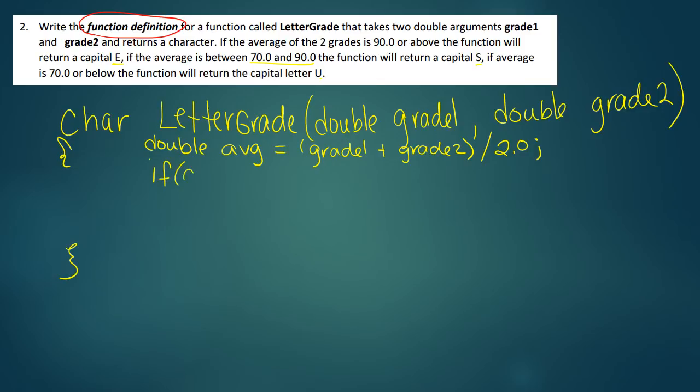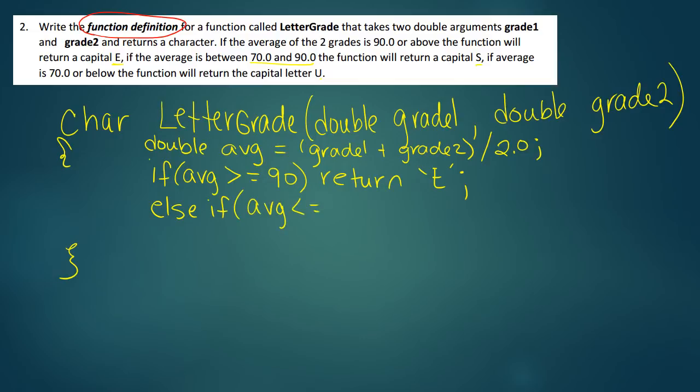So if AVG is greater than or equal to 90, I will return an E. Else, if AVG is less than or equal to 70, I will return a U. Now I've taken care of all the cases in which AVG is 90 or above and 70 or below, so I can use a last else, which is going to take care of everything in between. If you used a logical and, or your logic was a little different, as long as it works, that's perfectly fine.